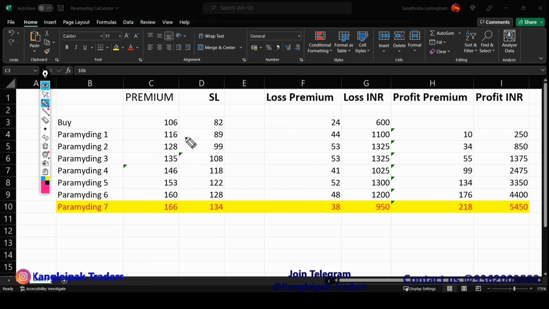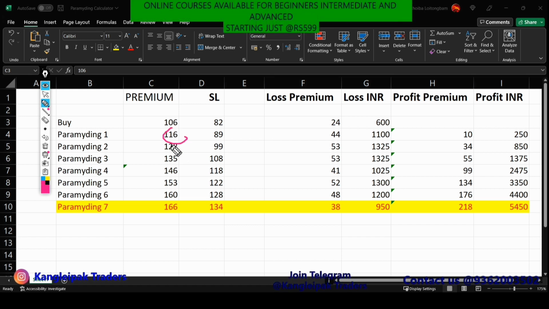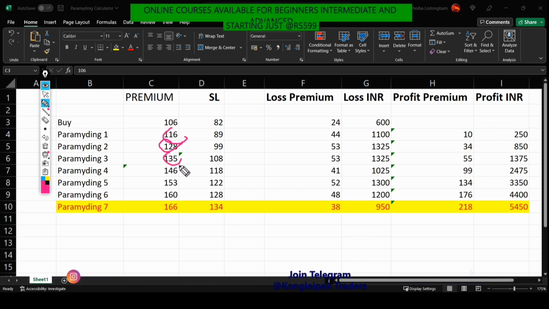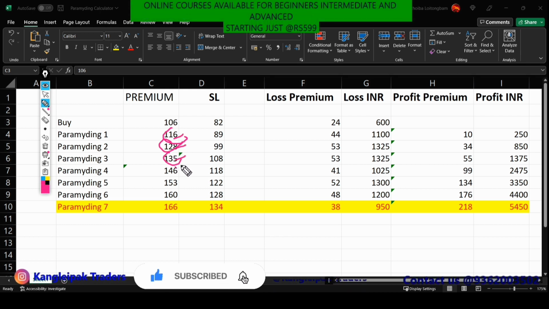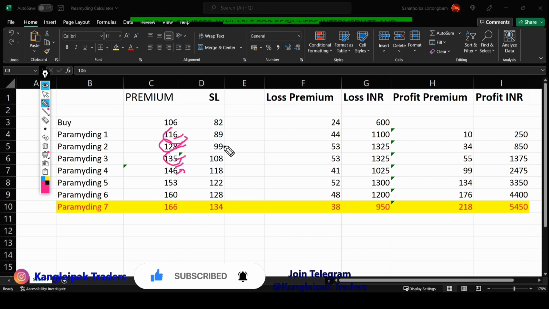So where is your pyramiding 1, where is your pyramiding 2, where is your pyramiding 3. According to this calculator, you are going to place all the new quantities, and you are going to trail your stop loss according to this pyramiding calculator.